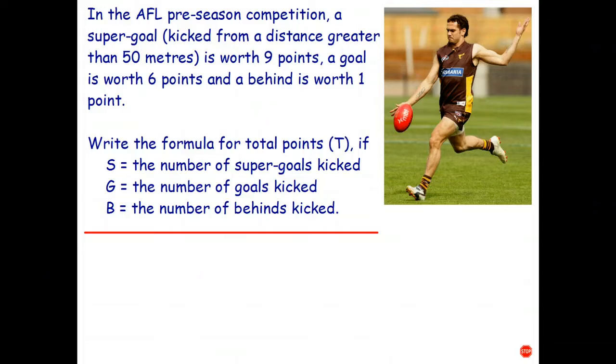In the AFL preseason competition, a super goal kicked from a distance greater than 50 meters is worth 9 points. A goal itself is worth 6 points, and a behind is worth 1 point. So the question is, can you write the formula for the total points T if we use S to stand for the number of super goals, G to stand for the number of goals, and B to stand for the number of behinds, using the point system up there. Have a go at that, please, and then we'll go through the answers shortly.